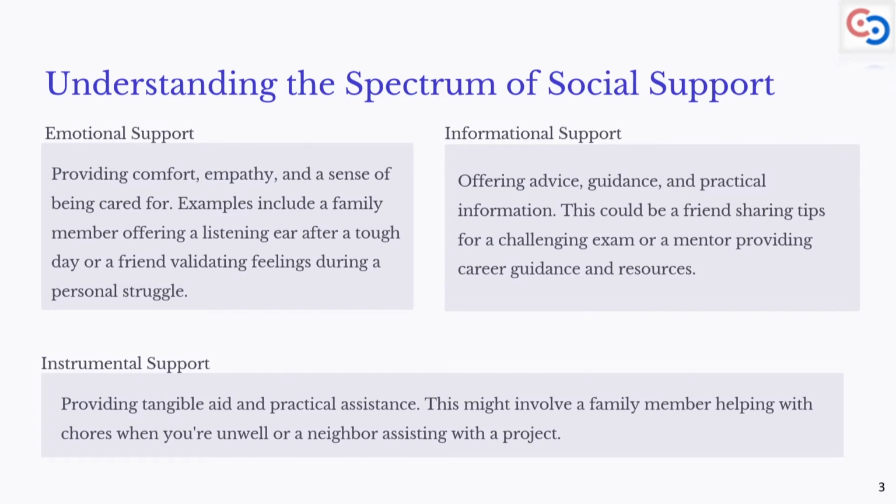this can be understood as emotional support. The second type, informational support, is when someone is providing information and a sense of guidance to the adolescent. For example, if a peer is providing last minute tips to their friend before an exam, or a mentor is providing guidance to the adolescent, it is called informational support.